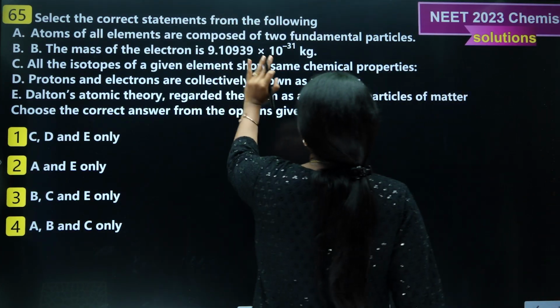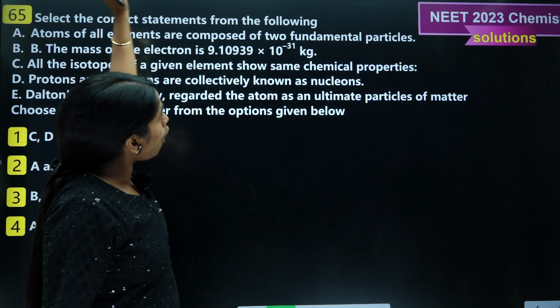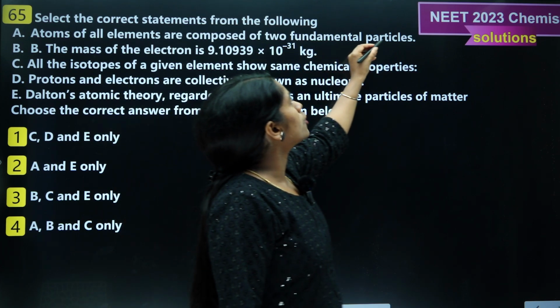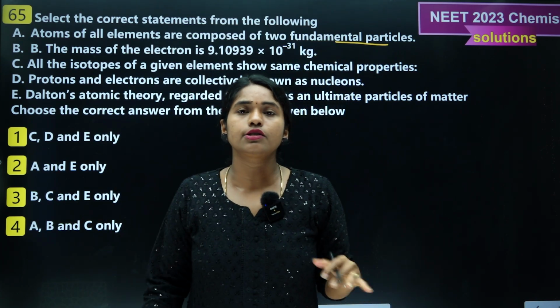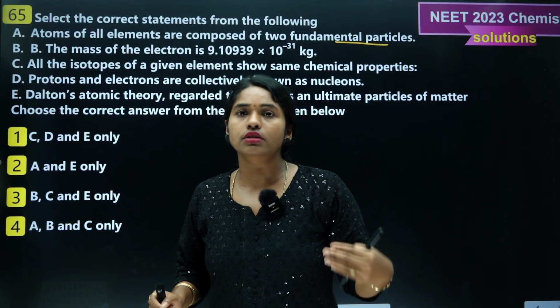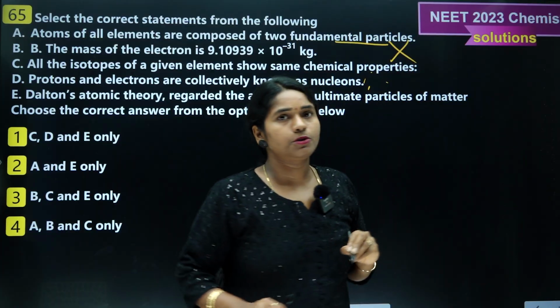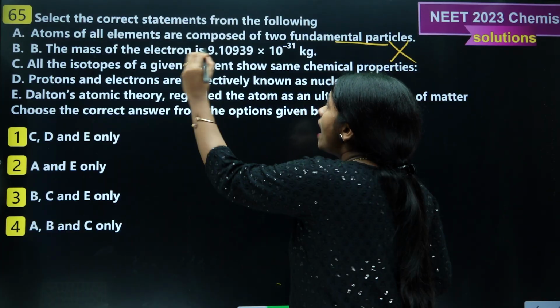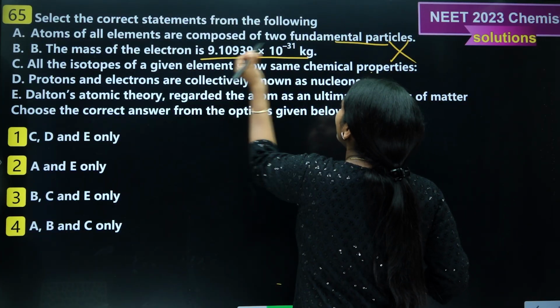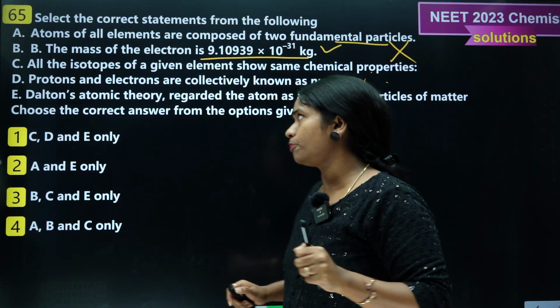Select the correct statements from the following. All atoms of all elements are composed of two fundamental particles. No. Atoms contain fundamental particles like protons, electrons, neutrons. So this is not the correct option. And see the next one. The mass of the electron is 9.1 into 10 power minus 31 kg, which is the correct option.